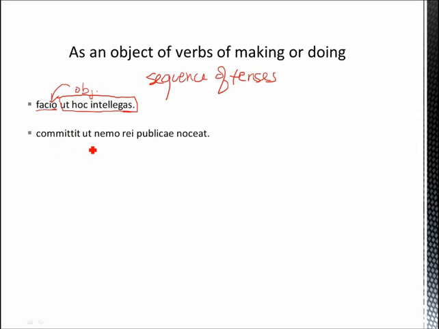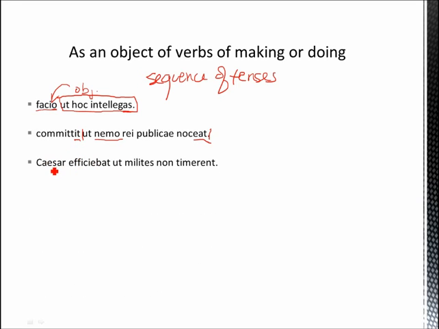Efficit ut nemo rei publicae noceat. He brings it about. What does he bring about? Ut nemo rei publicae noceat. This is the object. He brings it about that no one harms the Republic. Just like a result clause, we're going to use a negative and not ne. Present subjunctive, because our main verb is in a primary tense.